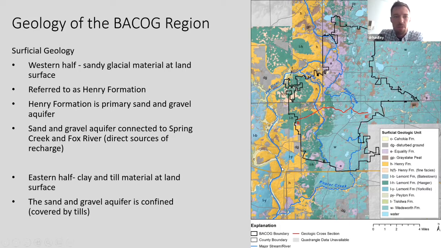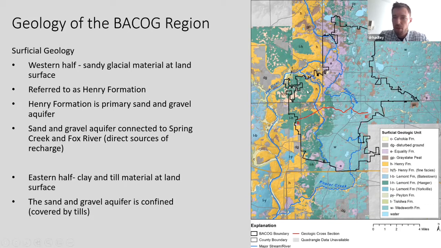So the western half is really where the sandy material is at land surface. You can see here, right at Spring Creek, Spring Creek is actually in direct connection with that aquifer. It's running right over it. And also the Fox River here, this main river towards the west, is also in direct connection with the aquifer and the sand and gravel material.